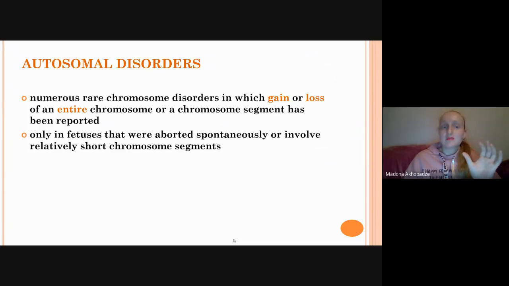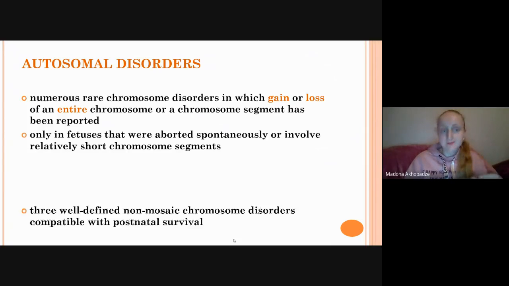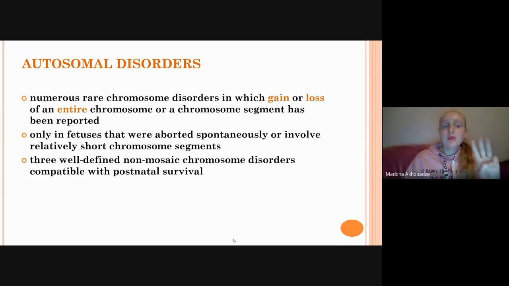In the previous slide we had the clinical indications for performing a genetic study. One of them is spontaneous abortion, because spontaneously aborted fetuses are usually carriers of autosomal disorders. We have three well-defined non-mosaic chromosome disorders compatible with postnatal survival. Three, the most common ones that are viable.